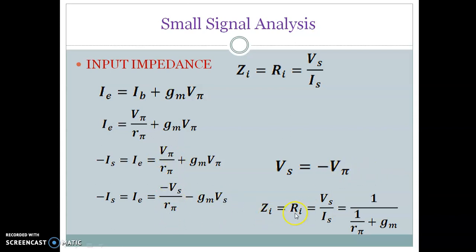So Zi is equal to Ri is equal to Vs by Is, which becomes 1 by R pi plus Gm. Or you can take the common LCM, and write it as R pi divided by 1 plus Gm R pi. So this is going to be very small. So for a common base amplifier, the input impedance is going to be very small.